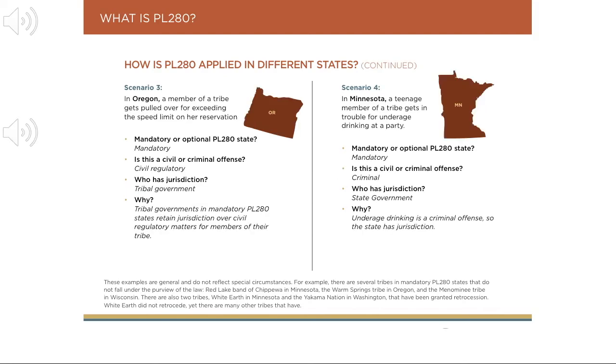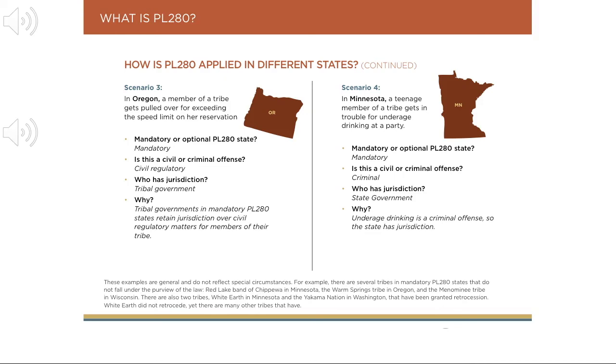Scenario 3. In Oregon, a member of a tribe gets pulled over for exceeding the speed limit on her reservation. Oregon is a mandatory PL280 state, and the speed limit violation is a civil regulatory offense. Thus, the tribal government retains jurisdiction over regulatory matters for members of their tribe.